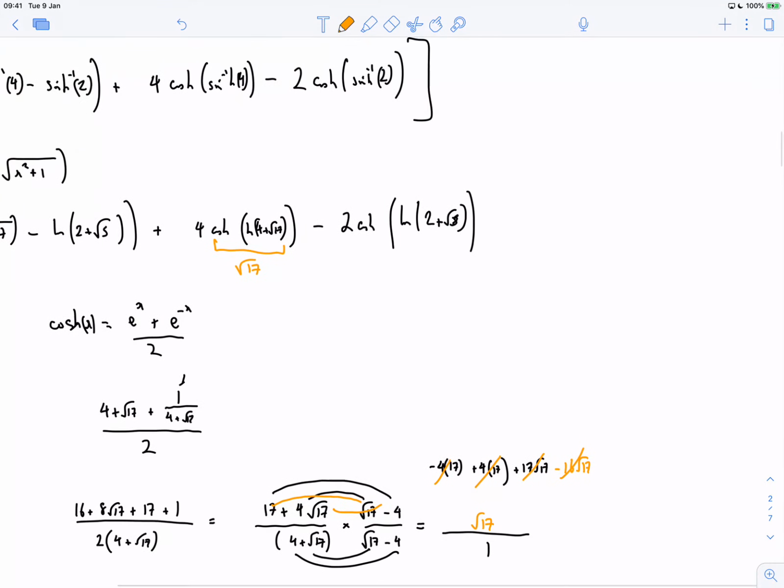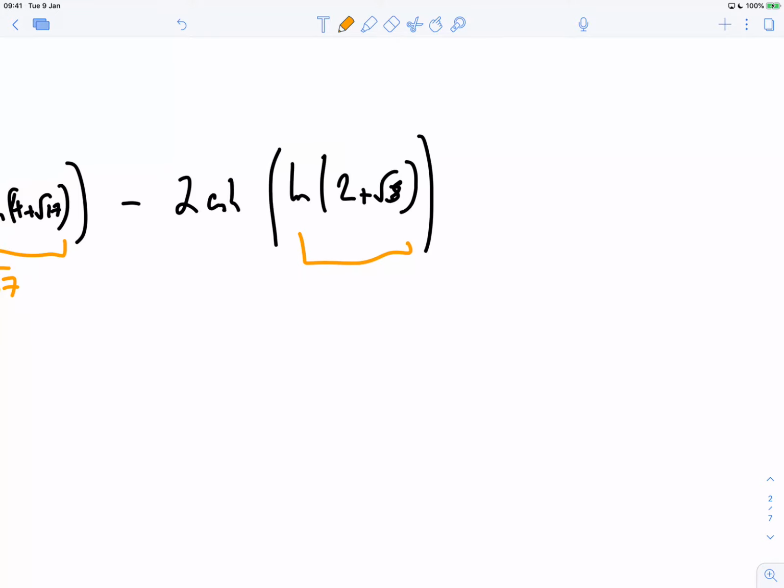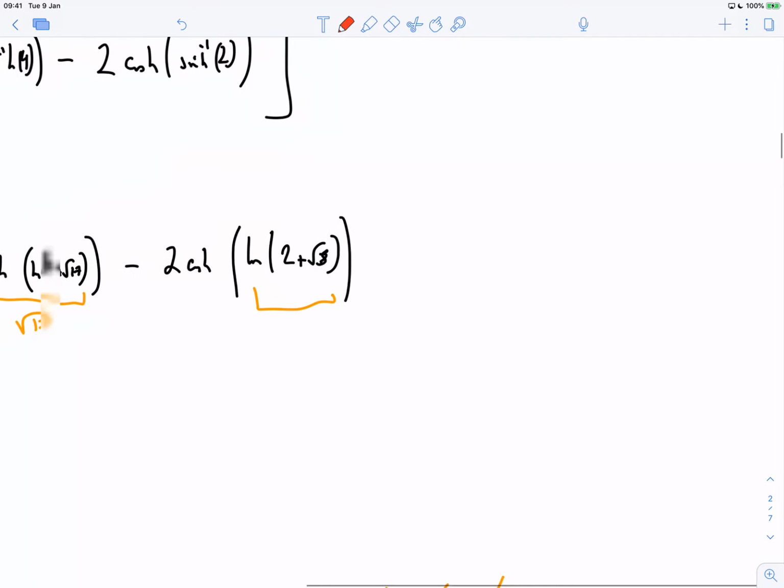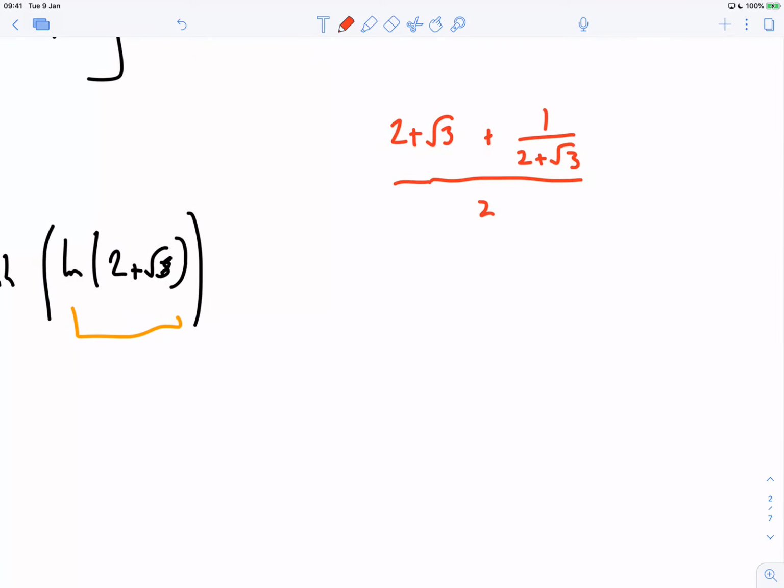And then let's deal with this. Ln of 2 plus root 3 when I cosh it. So that is going to become 2 plus root 3 plus 1 over 2 plus root 3 all over 2, because that's what cosh of ln of that thing becomes. So I'm going to have this thing squared, which is 4, plus, well, I'm going to have 4 lots of root 3, and then another root, so it's going to be a 7 plus 4 root 3 plus the 1 there, so it's actually 8 lots of this all over 2, lots of 2 plus root 3.